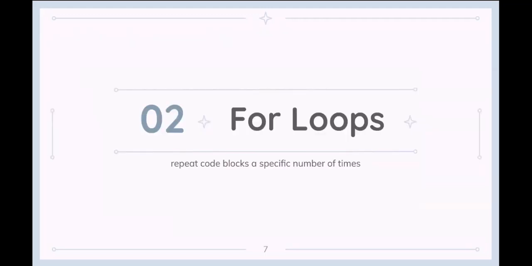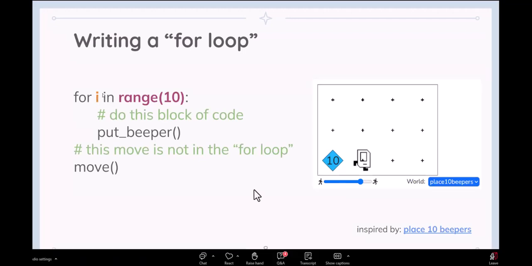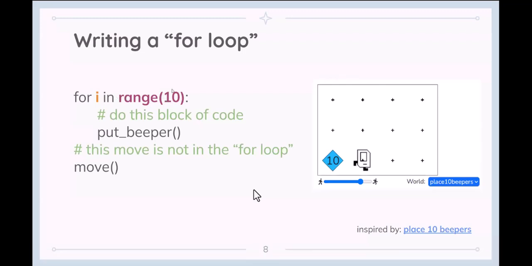Next, we'll jump into for loops. For loops are used to repeat code blocks a specific number of times. When you're writing a for loop, this is the typical syntax. You'll have a for keyword, then you'll have i, which is a variable, and you can name this anything, but the typical convention is to use the letter i. Afterwards, you'll have the word in, and then the function range, which accepts a number, however many times you want to do that chunk of code. So in this case, 10 times. And then you'll end with a colon.